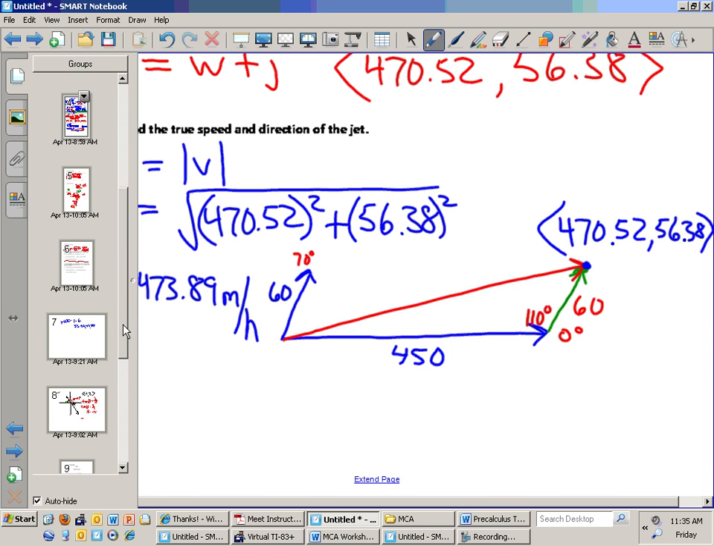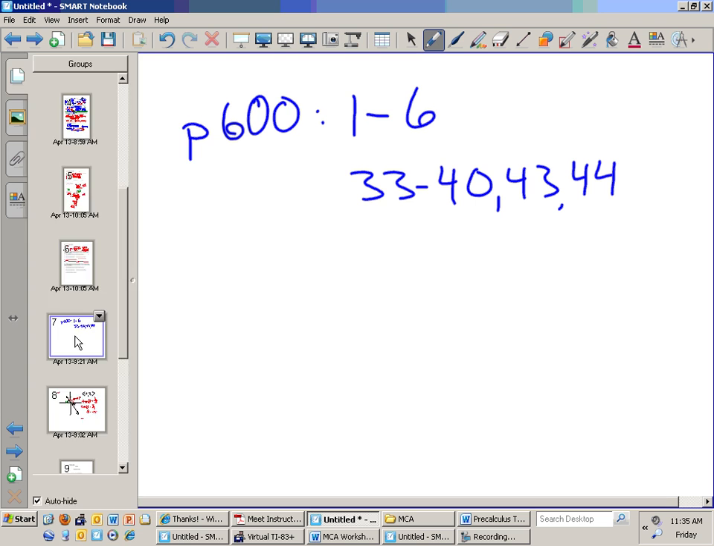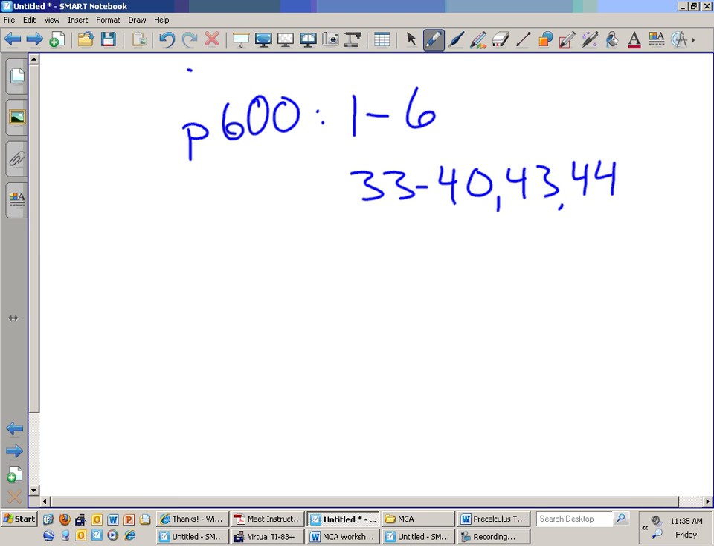We will have a work day sometime next week. I don't know for sure when it'll be yet, but these are the problems I'm going to ask you to work on over the weekend. Page 600, numbers 1 through 6, 33 through 40, 43, and 44. They should follow identical to really what we've done in class today. And good job keeping up with your homework, but that's it for 7-7. We just need to do 7-8 next week, and then we'll be ready to test. So our next test will be on 7-6, 7-7, 7-8. So make sure that you're caught up with that and ready to go.